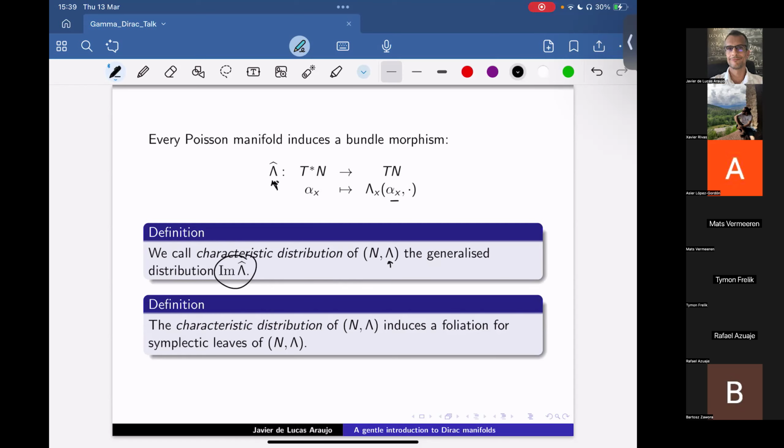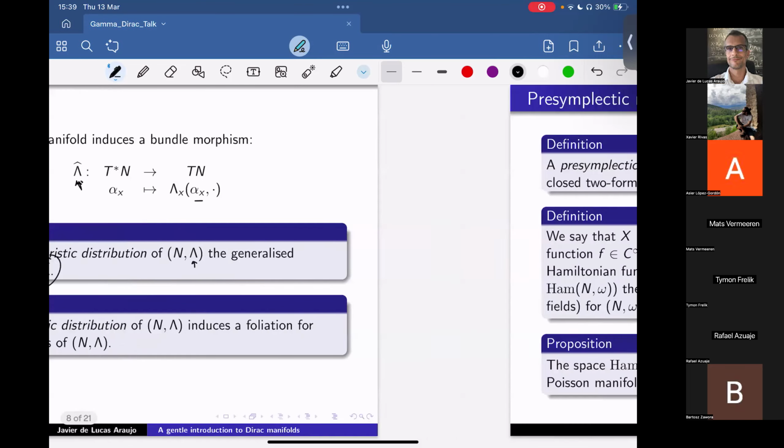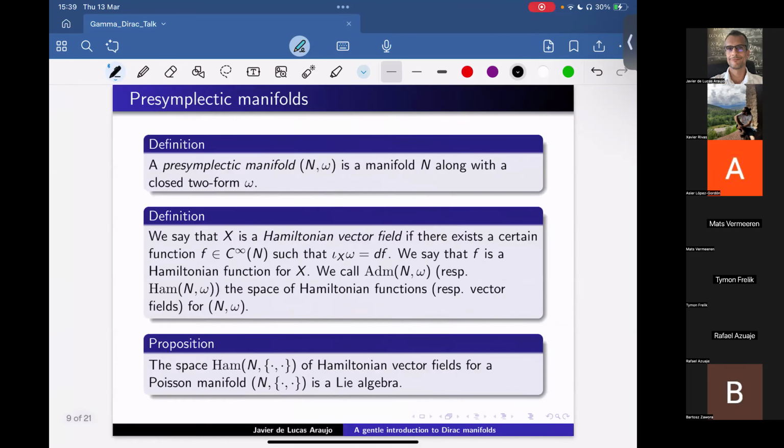There is more. I will explain it quite quickly, because otherwise I won't say anything about Dirac manifolds. A presymplectic manifold is something similar to a symplectic manifold, but just asking omega to be closed. It does not also require that the rank of omega be maximal. Do you remember that we defined something of this sort?